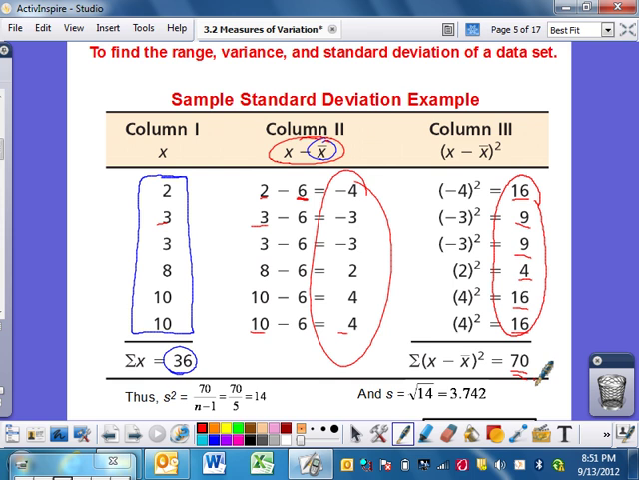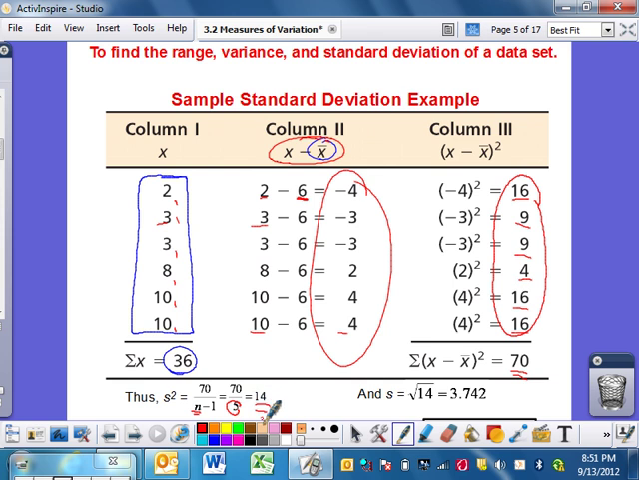And then you need to divide it by n minus 1. So what is n minus 1? N is just the number of data points you have in there. So we have 1, 2, 3, 4, 5, 6. 6 minus 1 is 5. 70 divided by 5 is 14.